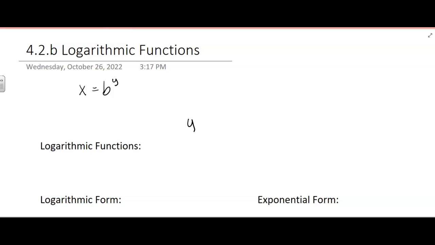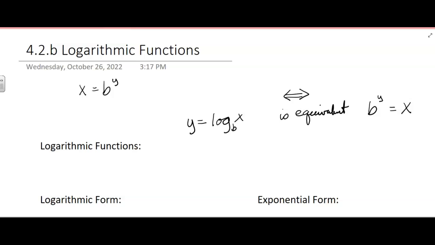It says if you have y equals log base b of x, that is equivalent to, and the symbol for that equivalent sign is like this. The two arrows mean you can go either way. b to the y equals x. So those two statements are saying the same thing. They're just in different forms.